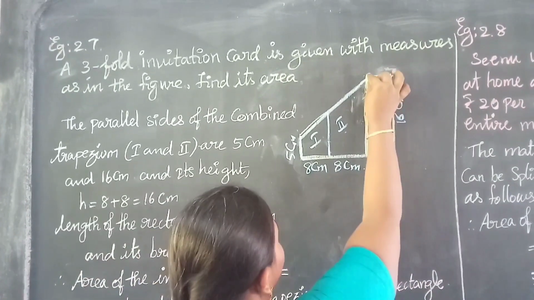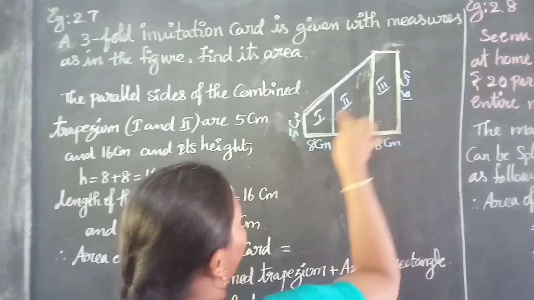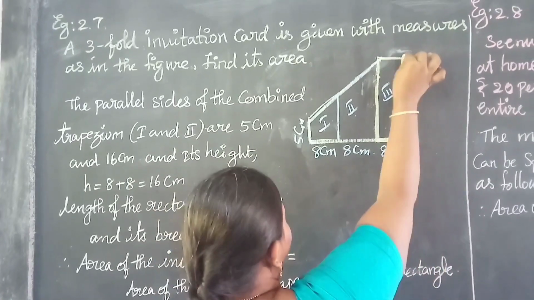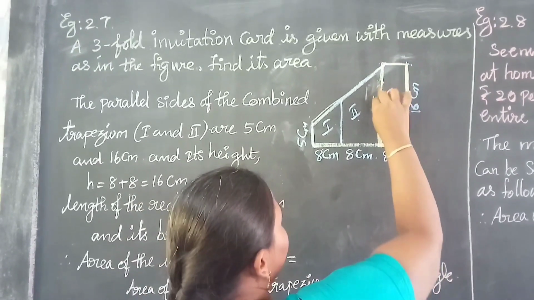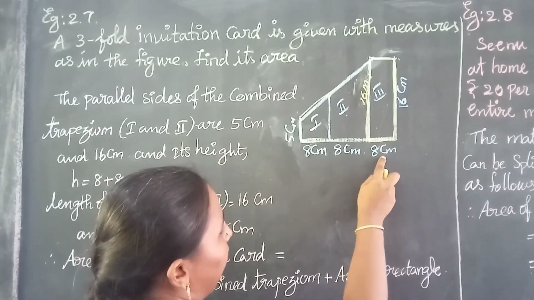What are the shapes you observe now? Here we have one rectangle. They split it into 3 folds, so write 1, 2, 3 parts. Here it is in rectangle shape. The length of this rectangle is 16 centimeter. Here also the length should be 16 centimeter. So breadth is 8 centimeter.